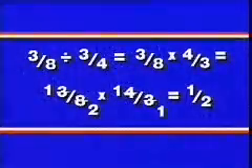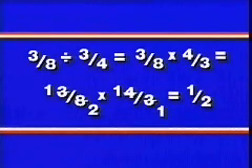In division of fractions, after the problem has been changed to a multiplication problem, use cancellation if you can. Here is an example of how that application is used. 3/8 divided by 3/4 is equal to 3/8 times 4/3. And by cancellation, we reach the answer of 1/2.